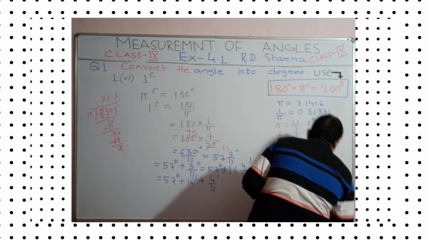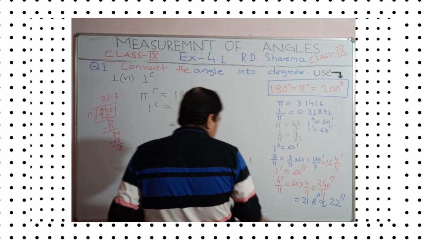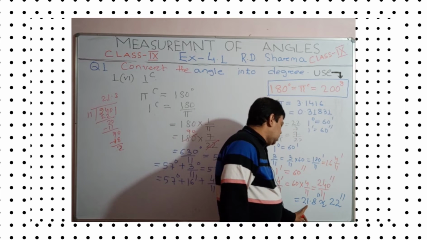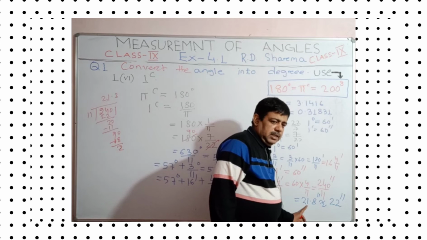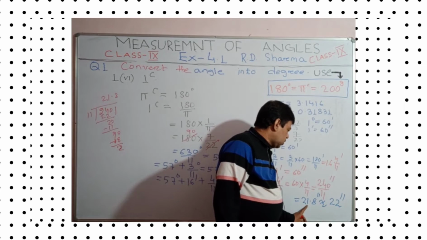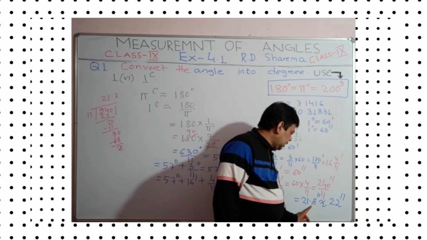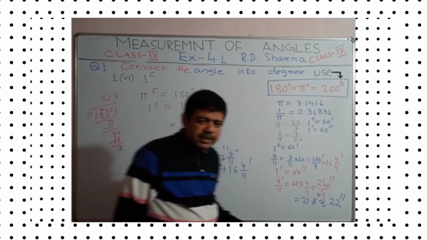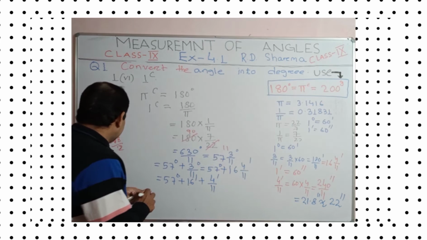22 second. Okay, because the decimal part is 8, which is more than 5, so we can add 1 to the previous digit in the integral part. 21 plus 1 is 22. So 21.8 second is approximately how much? 22 second. Okay, understand?